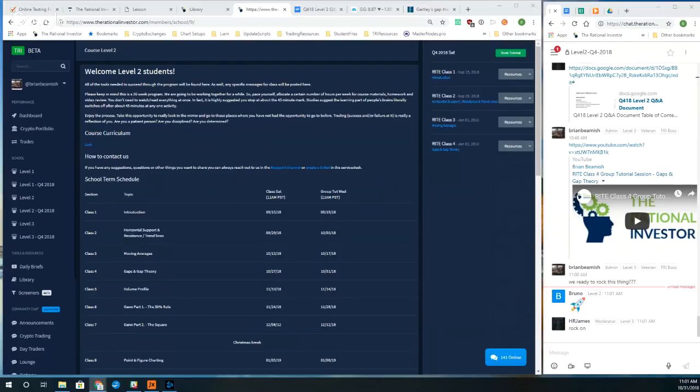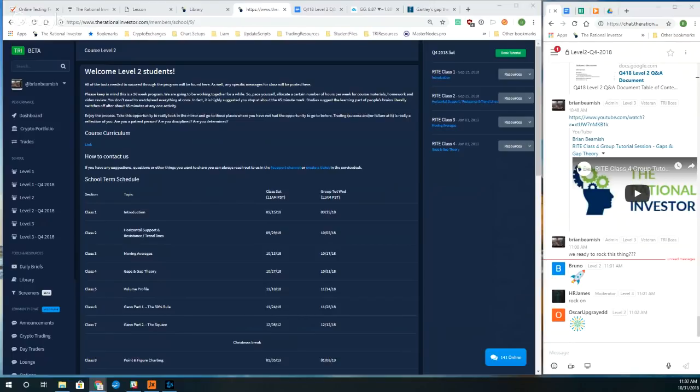Here we are in our Level 2 program, slowly working through lots of fun candy for you guys to help build your trade setups, your trading plans, and give you more tools to continually add to your tool belt. Now we are working our way all the way down to class 4, gaps and gap theory. And today is our group tutorial session.